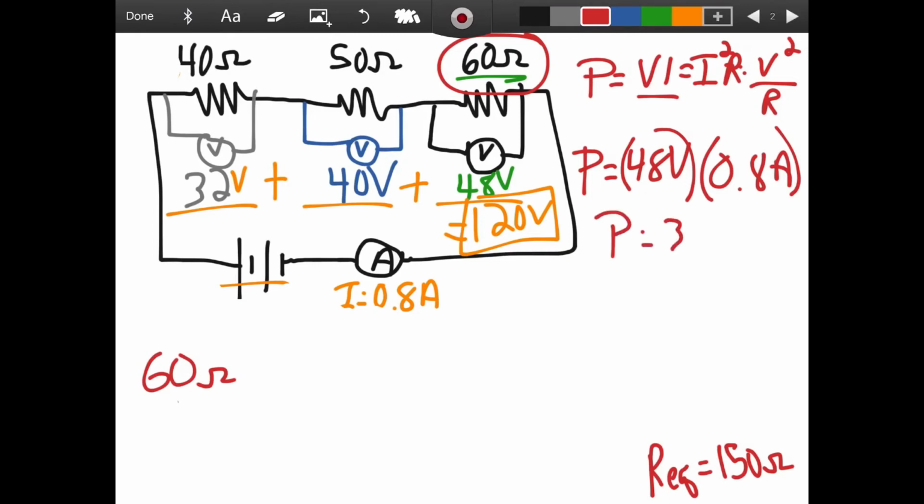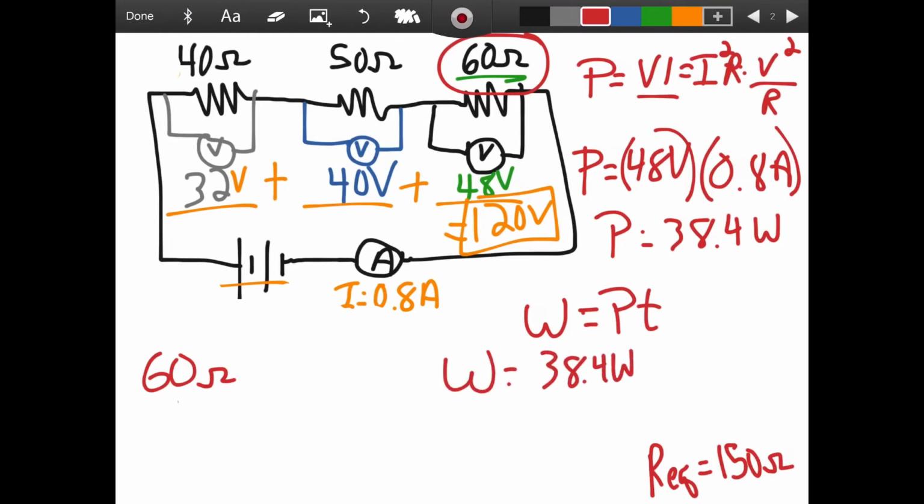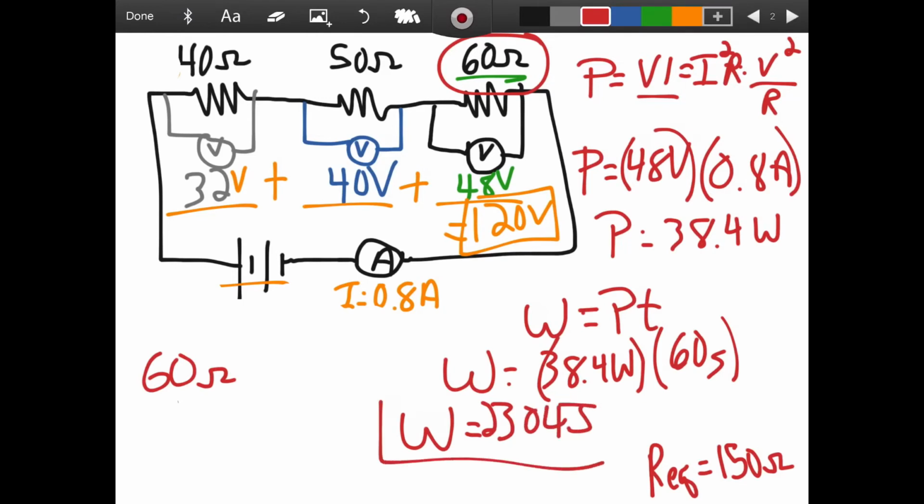And we should get a power of 38.4 watts. And then if I wanted to know the electrical energy that this resistor uses in, let's say, 1 minute, the electrical energy is equal to power times time, where we just found the power. And I said 1 minute, so 60 seconds. And this would use 2,304 joules of energy in 1 minute.